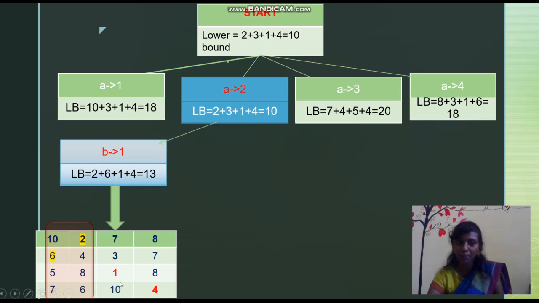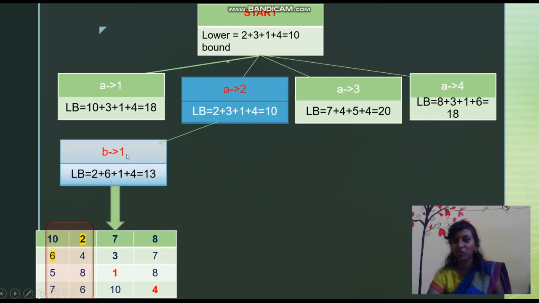So it is 6. C can allocate from job 3 and job 4. So 1 and 8 compare. 1 is minimum, so 1 is taken. For person D, 10 and 4 we are comparing. So which one is minimum? 4. So we have taken 4.